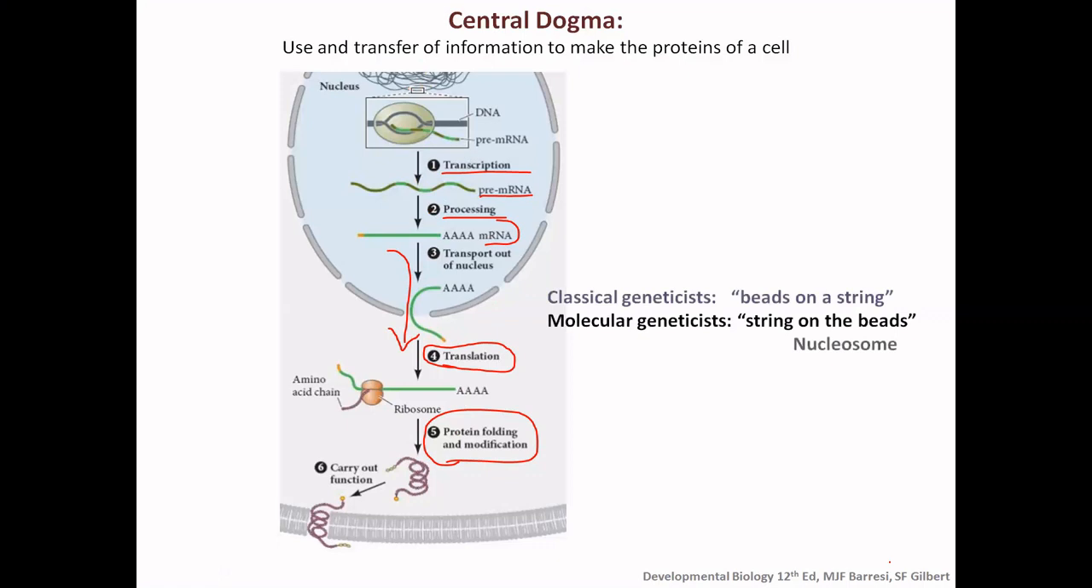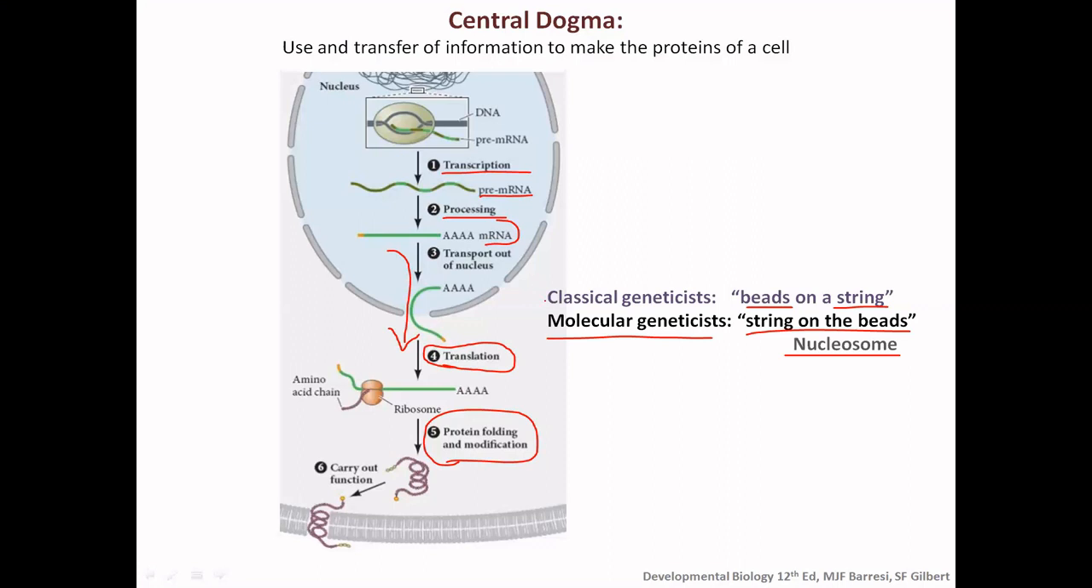So the gene is the information. By classical genetics, they are the bits on a string, or the DNA is the string. For the molecular geneticist, the same gene is denoted the string on the bits, considering the nucleosome. Because the nucleosome in chromosome packing looks like beads, and the information is present in the DNA that is wrapping this nucleosome, or the histone that is forming the nucleosome. So this is the string that has the information. According to the molecular geneticist, the genes are the string on the beads, that is the nucleosome.